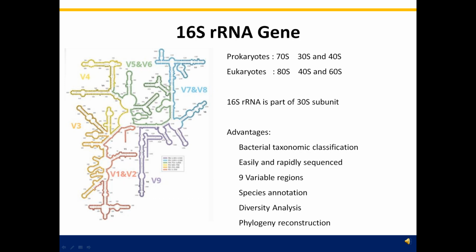In general, 16S rRNA has become the standard gene in bacterial taxonomic classification because it is more easily and readily sequenced and contains enough phylogenetic information within a short stretch of sequence. The 16S rRNA gene consists of 9 variable regions, and the sequences of these regions are usually used for species annotation, phylogeny, and diversity analysis.